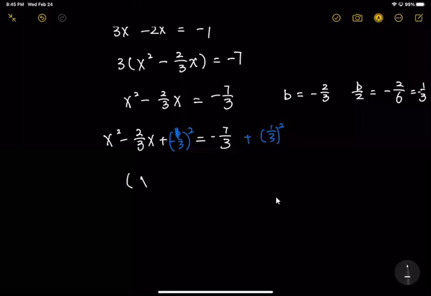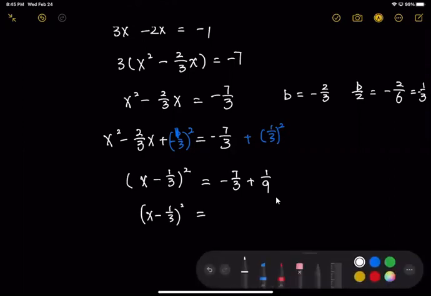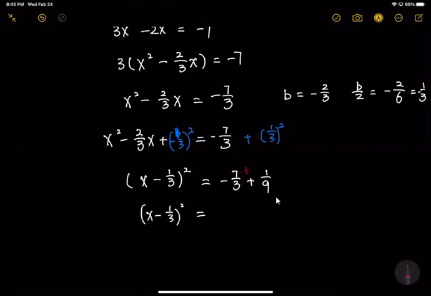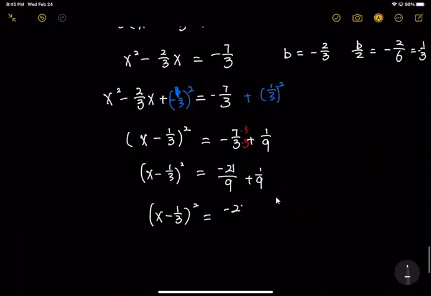So the left side is equal to what? (x - 1/3) squared equals, okay, simplify first. That's 1/9. And then I need to find the common denominator for the first term by multiplying 3 on the top and bottom. I have -21/9 plus 1/9. So I have (x - 1/3) squared equals -20/9.